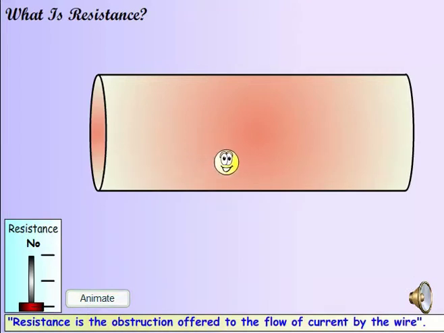Resistance is the obstruction offered by the wire to the flow of current. The larger the resistance, the lower the current, and the time taken by the electron to cover the same length is much more.